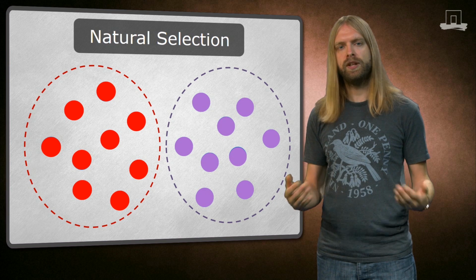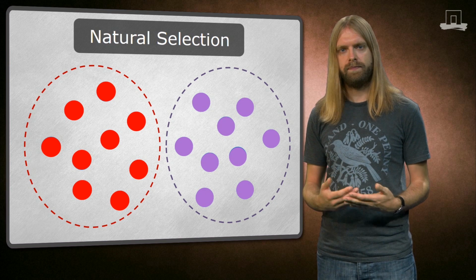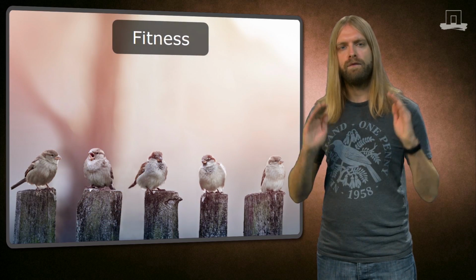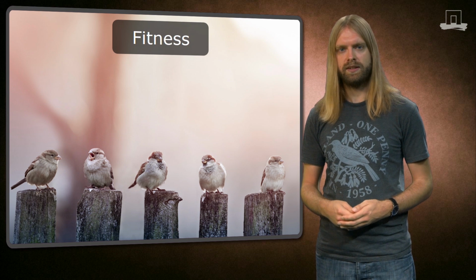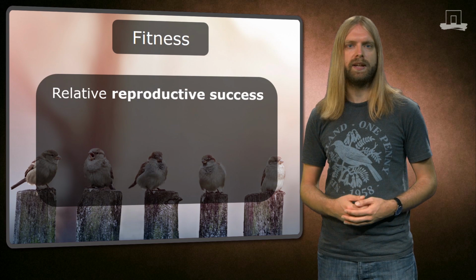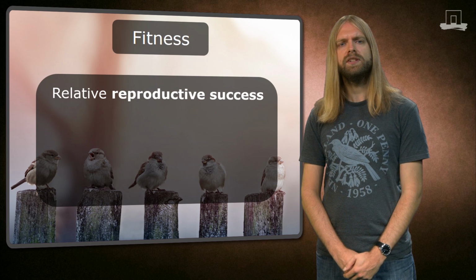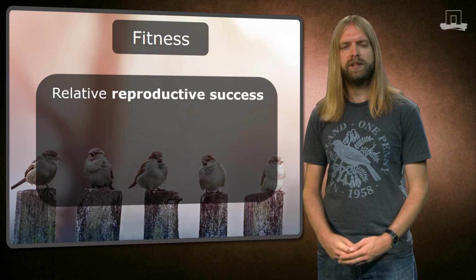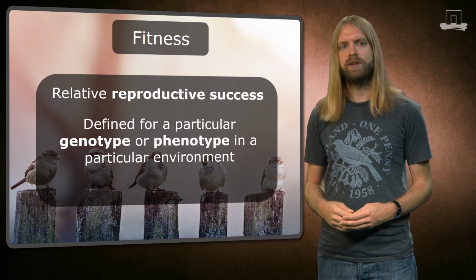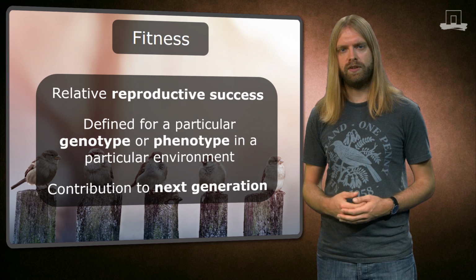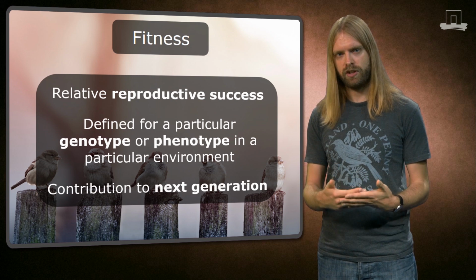However, individuals within populations still vary. We use the word fitness to describe how good a particular individual's traits are at leaving descendants relative to others in the population. Fitness is defined with respect to a particular genotype or phenotype in a given environment and is measured by the relative contribution of an individual of that type to the next generation.